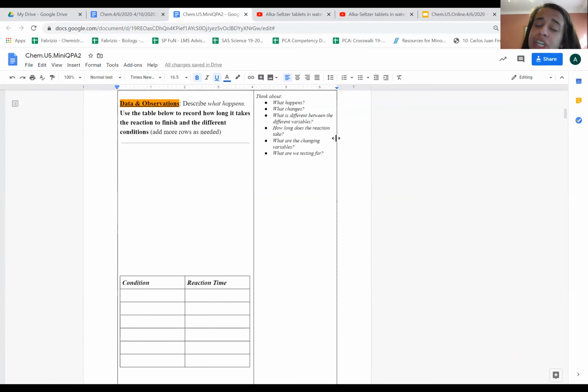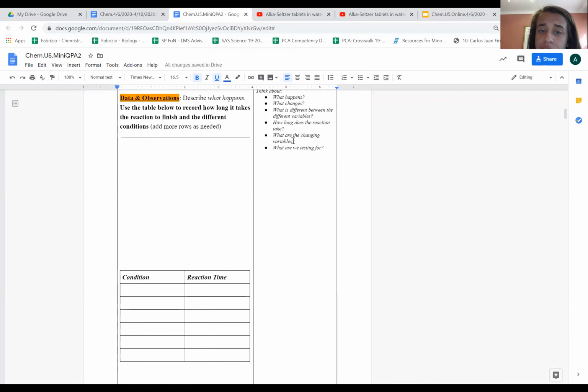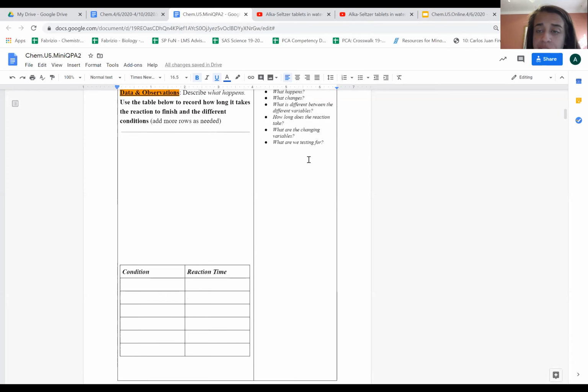What happens, what changes, what is different between the different variables? If he's varying the reaction slightly, what is the result of that? How does one of our tests vary from the other if a variable is changed? How long does the reaction take? What are the changing variables? What are we testing for?